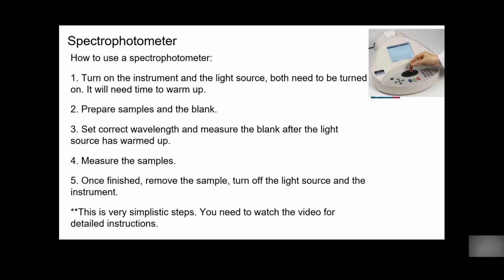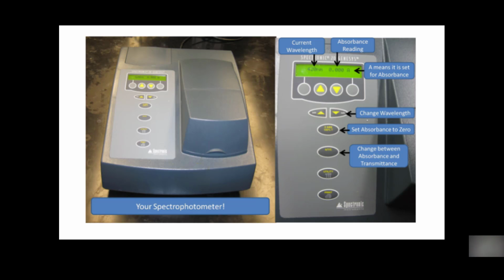Set the correct wavelength and measure the blank after the light source has warmed up. And then you measure the samples, and these give you values. Once finished, remove the samples, turn off the light source and the instrument. This is very simplistic. You need to watch the video, but these are very simplistic instructions on how to do this. And this is what one looks like. They all look different. You see this one's different than this one. They all look very different, but they all do the same thing.